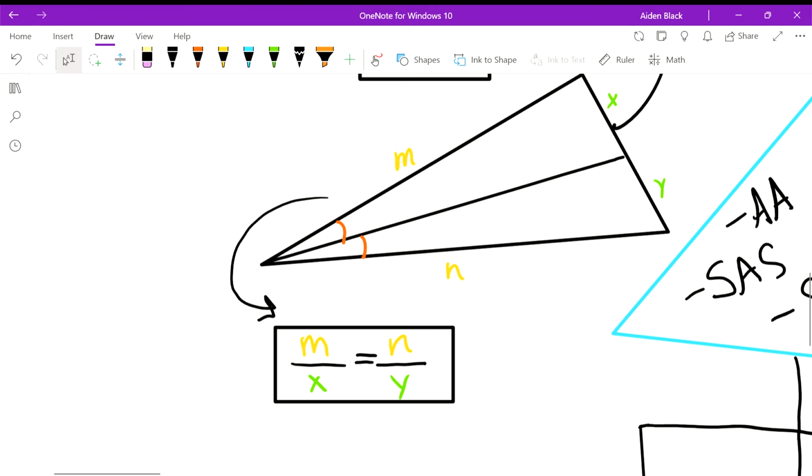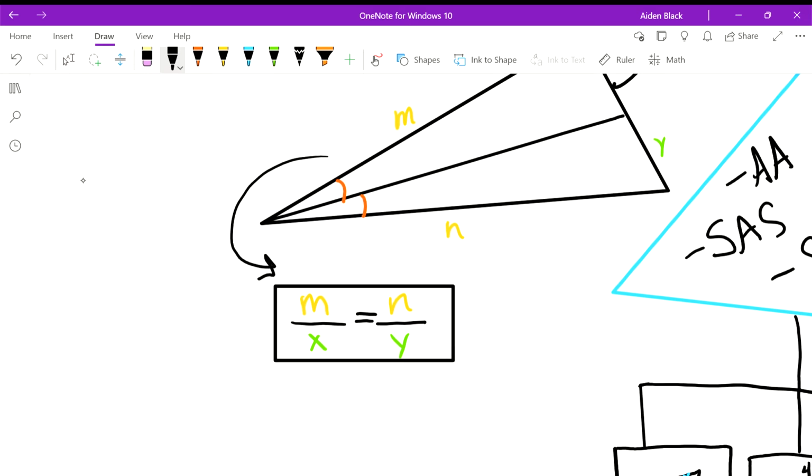M over x is equal to n over y. We also know we could have written it like this: m over n is equal to x over y. We've seen that that works as well.